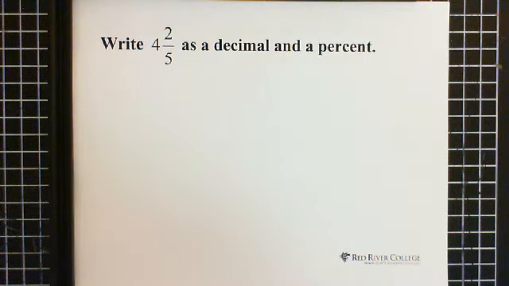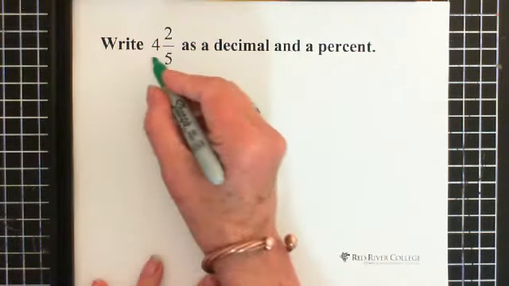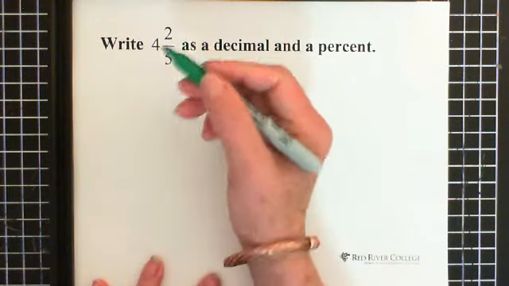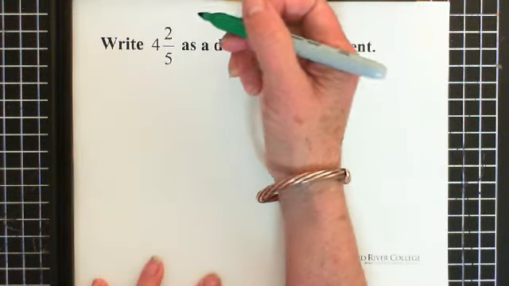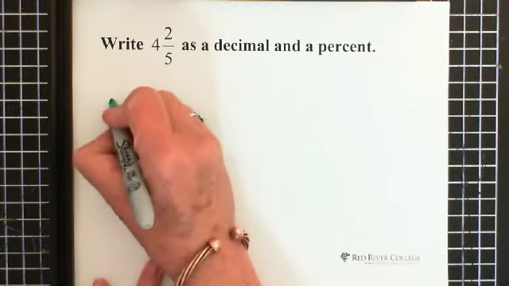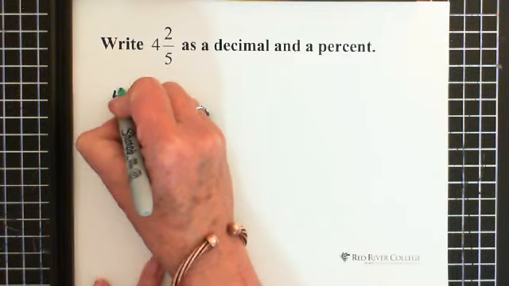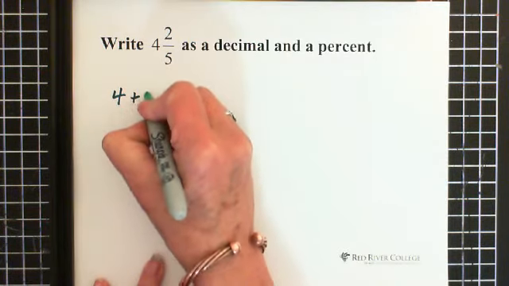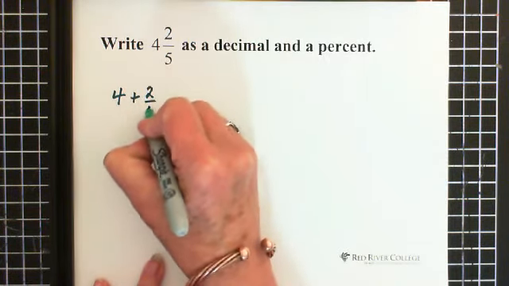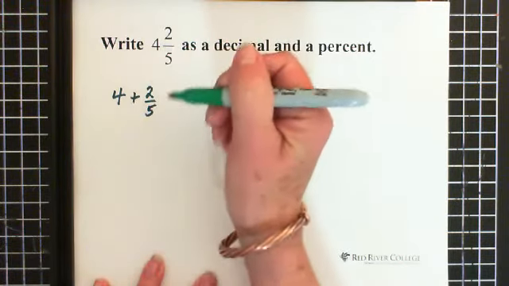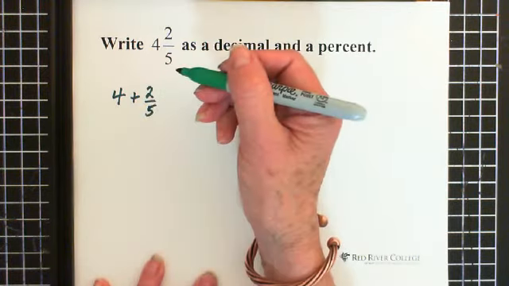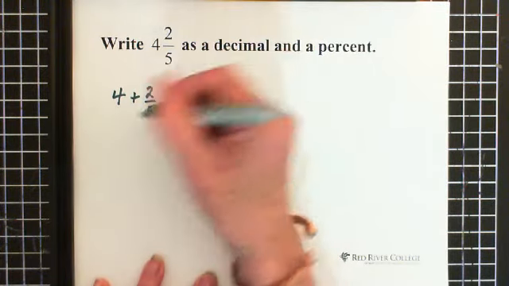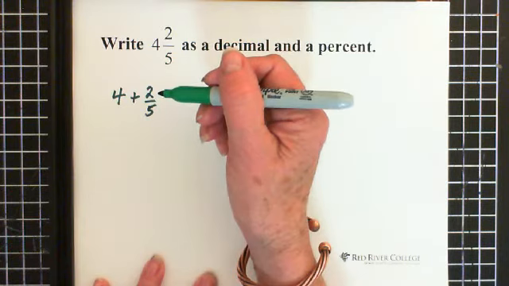Okay, 4 2/5. Now don't forget, of course, the 4 is a whole number, correct? The fraction is the 2/5. So what we can do is write this number this way: 4 plus 2/5, right? Those are the two parts that make up 4 2/5. And it's only the 2/5 that we're going to turn into a decimal. We're just going to leave the 4 sit as it is.